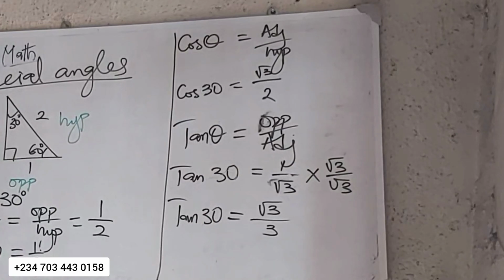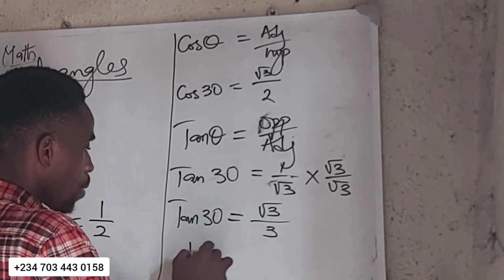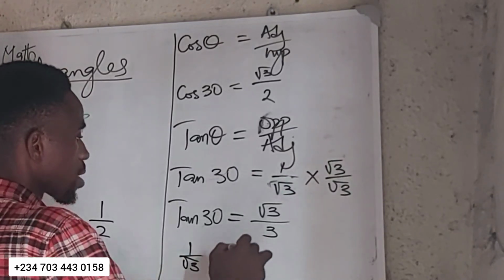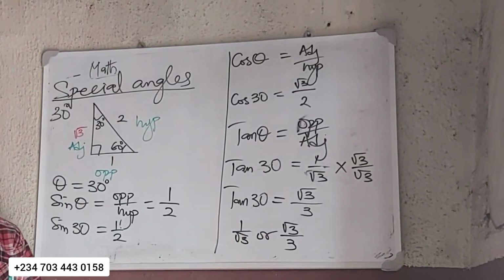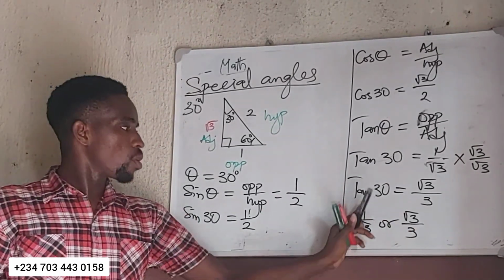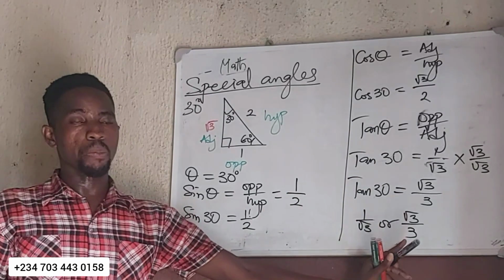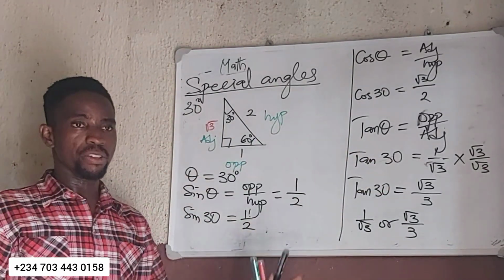So we can write the value of tan 30 either as 1 upon root 3, or as root 3 upon 3. Any of these can serve. They are all giving the same value. So 1 upon root 3 or root 3 upon 3 for tan 30. We need to memorize these values.